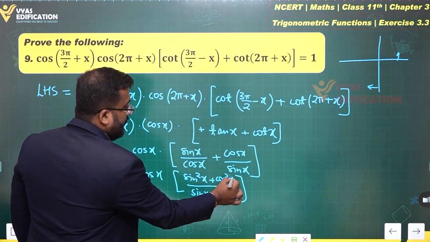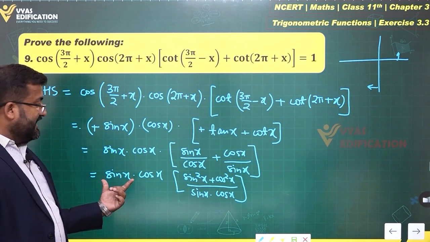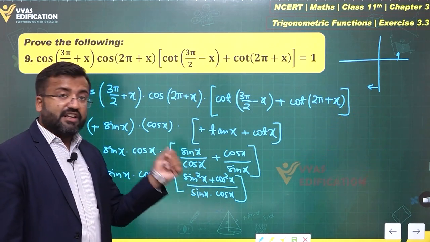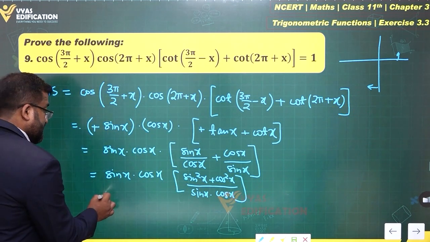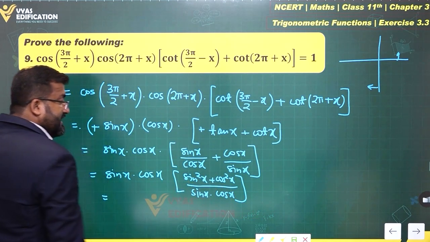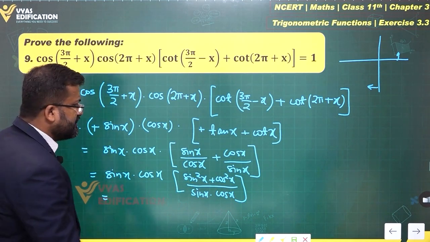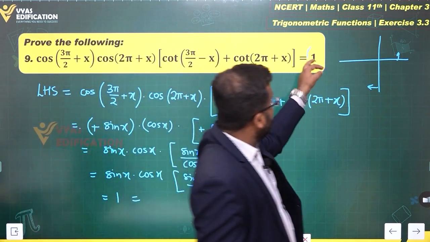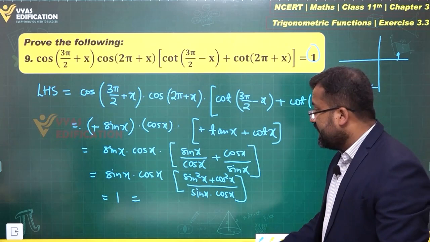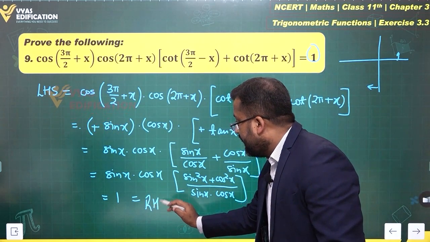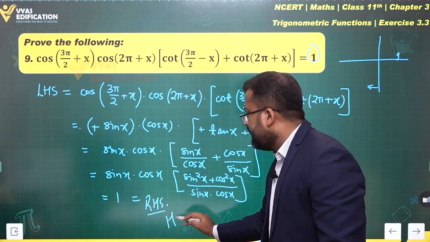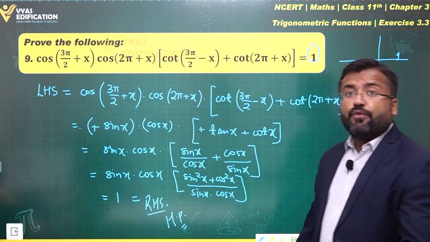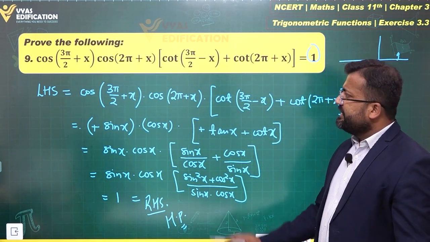Pretty interesting. Why? Because we already have a sin x times cos x in the numerator, and we get a similar thing in the denominator. These things will get cancelled, and what we get is sin square x plus cos square x. Sin square x plus cos square x is nothing but 1, and yes, the same value is there in the RHS. So this is equal to RHS. Is that all? Yeah, that is all. This is the complete proof of this question.